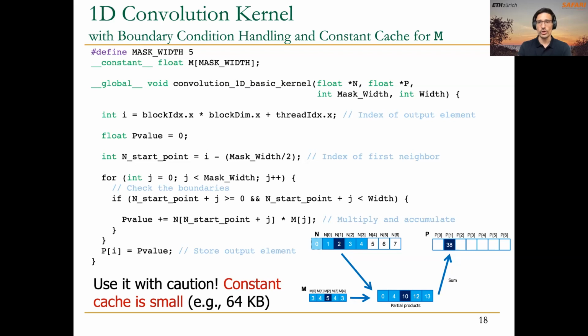There are other ways of dealing with such large arrays, for example, using the texture memory if we really want to make sure that it's cached in order to take advantage of data reuse from the input array.